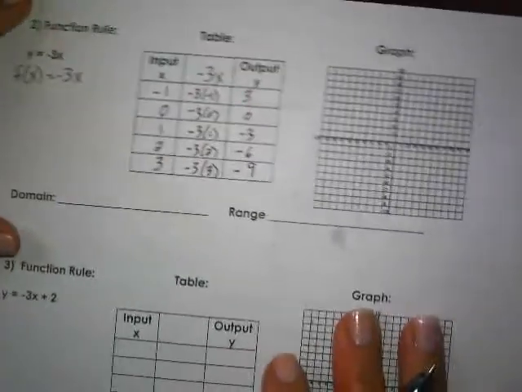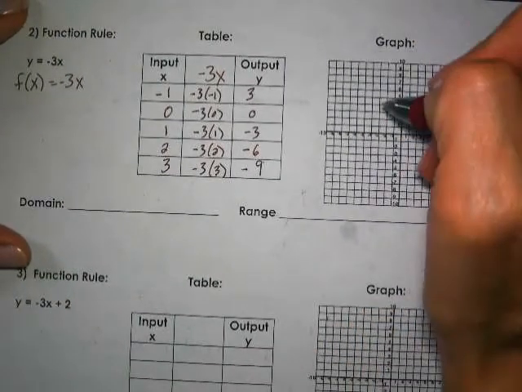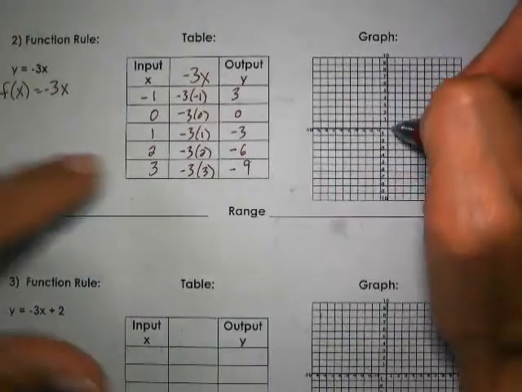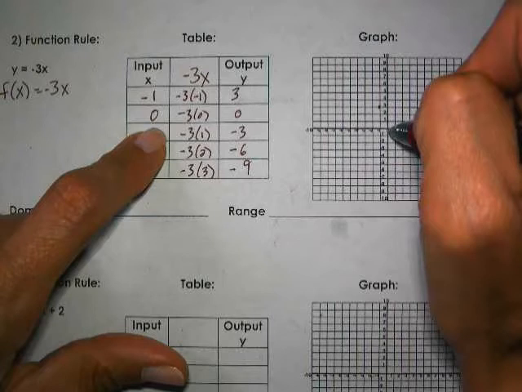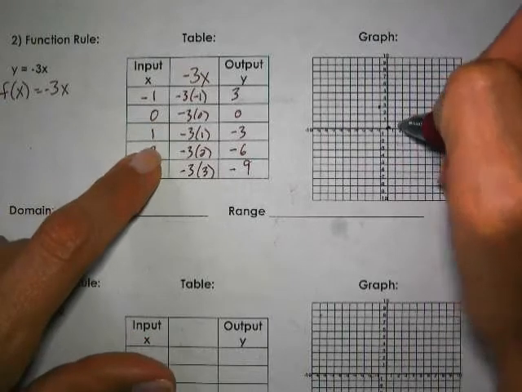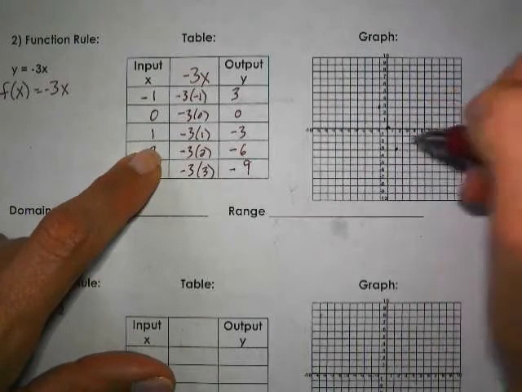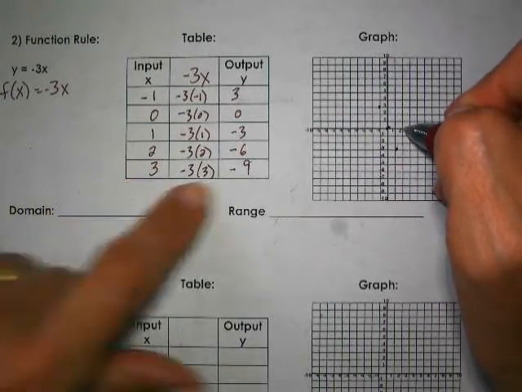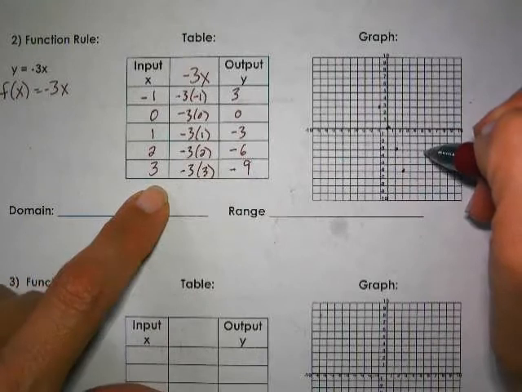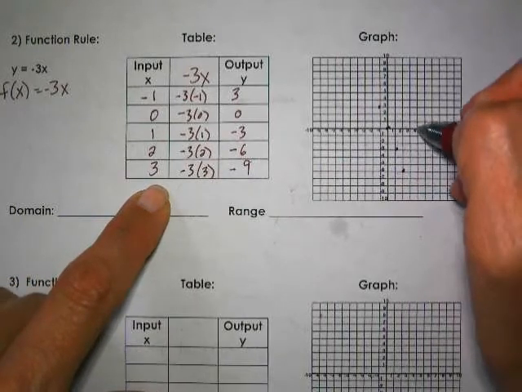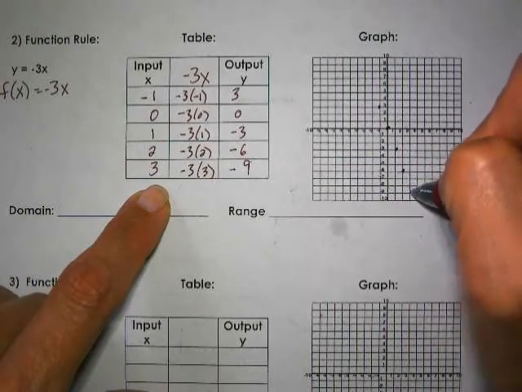All right, and I'm not going to rewrite them, but I'm going to plot these points as my xy coordinates: -1, 3; 0, 0; 1, -3; 2, -6; and 3, -9. And then we can connect our points.